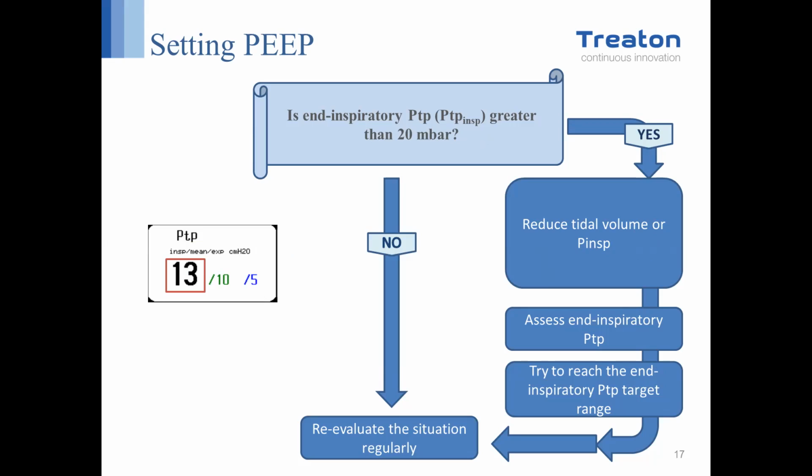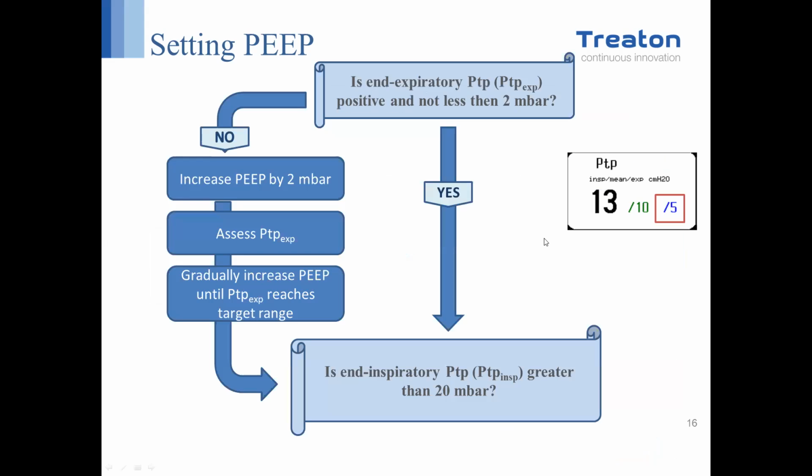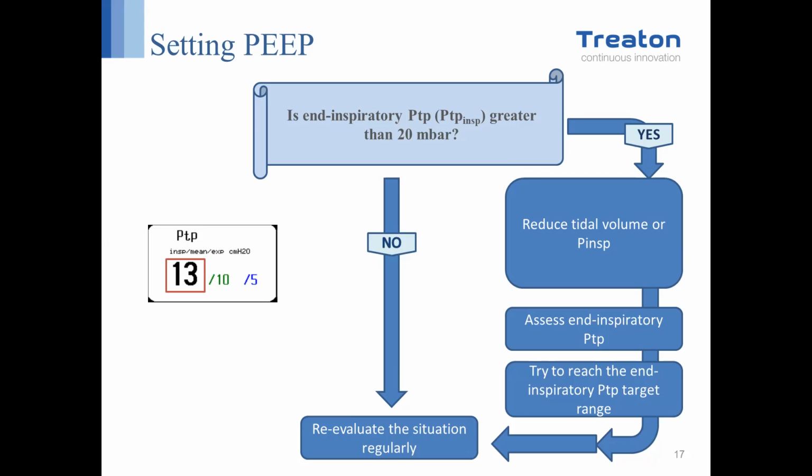You can see PTP inspiratory here on the screen of the ventilator, and PTP expiratory here. The titration of PEEP by PTP leads to higher PEEP level than set by clinicians in usual practice. We can set the lower PEEP without measuring PTP, but it may increase the risk of atelectasis.